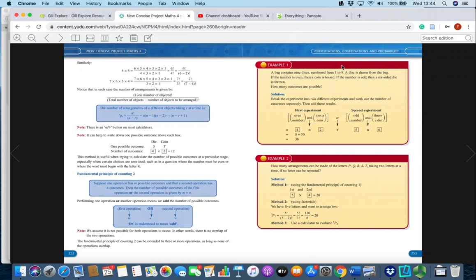If the number is even, well, how many even numbers are between 1 and 9? Well, there's 4. Then a coin is tossed. So in the first experiment, we get an even number and the toss of a coin. So we get 4 multiplied by 2. So there's 8 different outcomes for that first experiment. We can get the number 2 heads, 2 tails, 4 heads, 4 tails, 6 heads, 6 tails, 8 heads, 8 tails. So that is 8 possible outcomes.